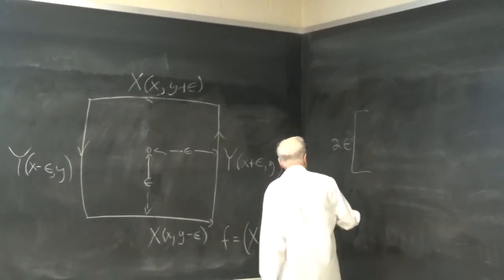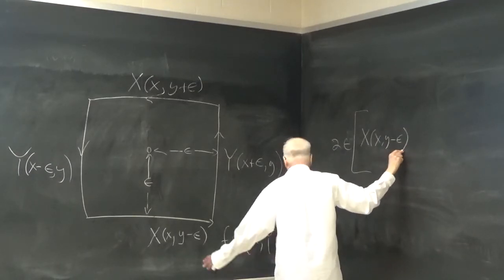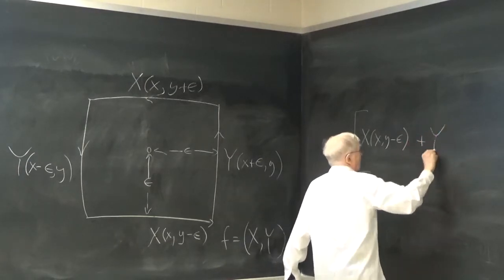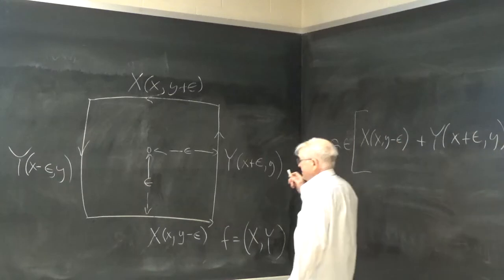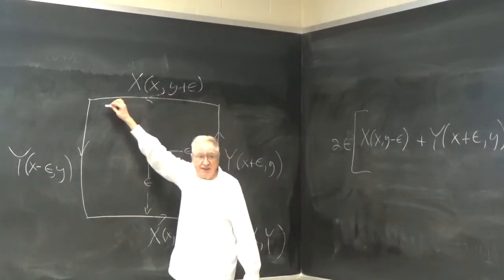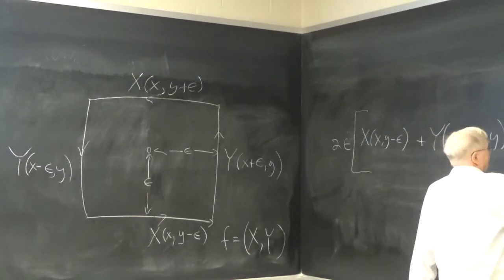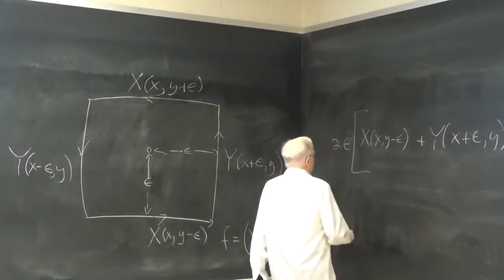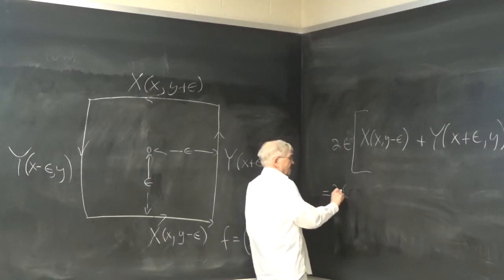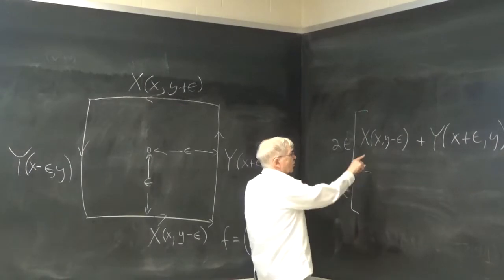Okay, what is the integral along here? Well, it's x of (x, y minus epsilon), times, effectively, 2 epsilon, plus y of (x plus epsilon, y) times 2 epsilon. But now, this one, you see you're going in the opposite direction to the vector. So you're going backwards. So you have minus x of (x, y plus epsilon). And then you have minus y of (x minus epsilon, y). So this is what you've got. And 2 epsilon is just because the length of this is 2 epsilon, the length of this is 2 epsilon, and so forth.